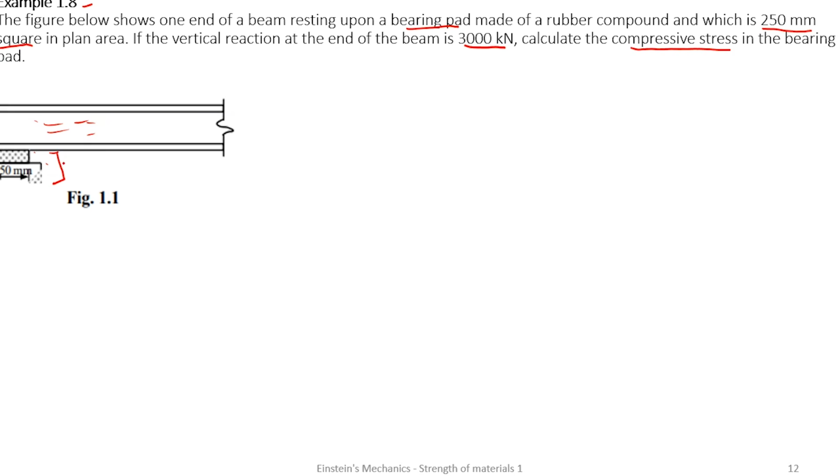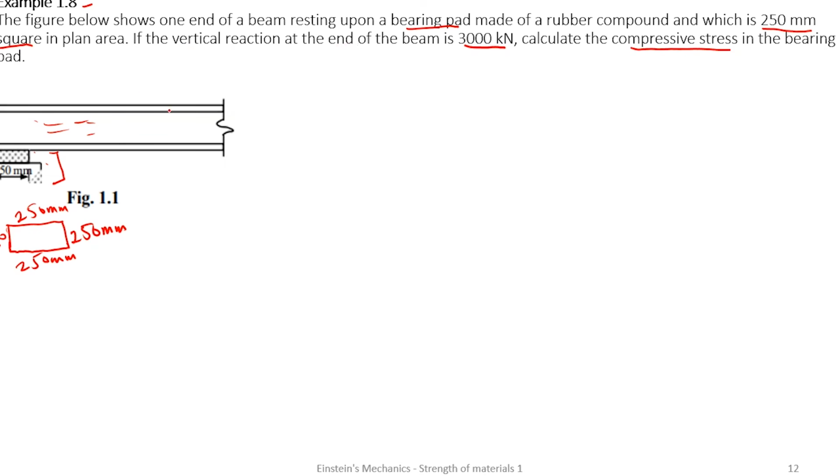And we can also see that this pad is 250 millimeter in length and it is a square. So we are going to get something like this. Sorry, this is assumed square. So here is 250 and 250. The same thing happens here, 250. So a square area and the reaction.